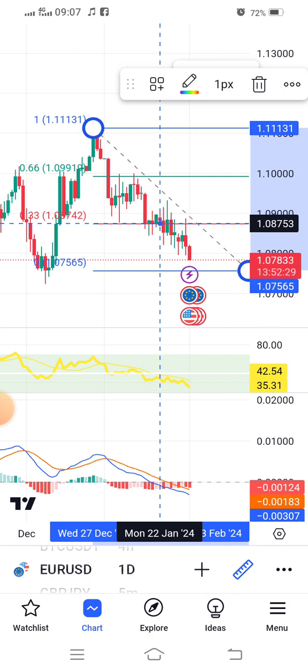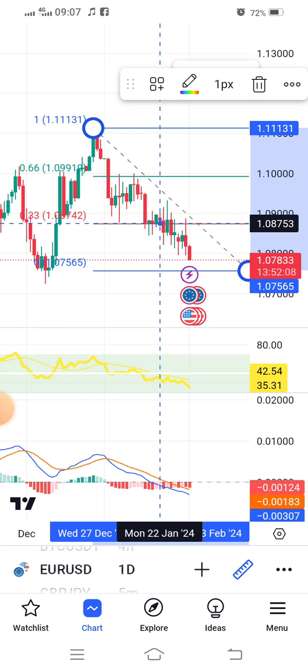So you see how the Fibonacci retracement helps you. So originally, we're not supposed to enter a buy yet in the market because a buy is not yet confirmed. We can only enter a buy when we are buying at 1.08753. This is for a day trader or a swing trader.